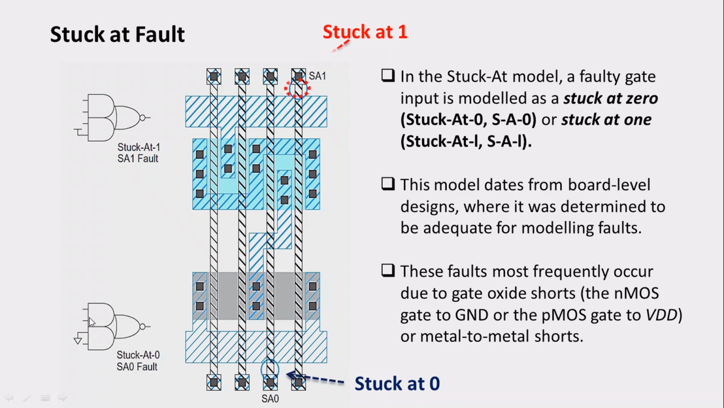In a similar fashion, if you look at this particular point, this input port is being shorted to ground, we call that stuck-at 0. These faults most frequently occur due to gate oxide shorts. It is totally dependent on the layouts we had derived, so in terms of physical design these errors might occur. Due to gate oxide shorts, that is the NMOS gate to ground and the PMOS gate to VDD, or metal to metal shorts.